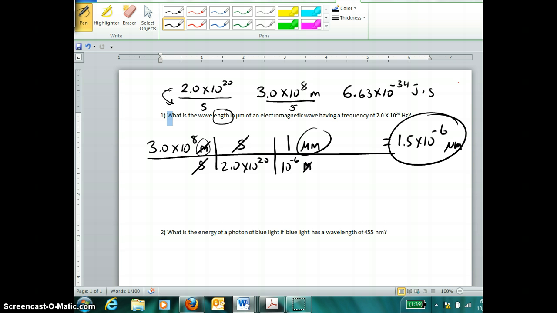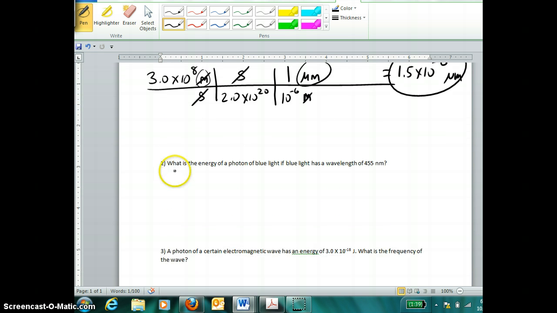Moving right along, again, we have a problem. What is the energy of a photon of blue light if the blue light has a wavelength of 455 nanometers? I write down everything that I know with numbers and units. The labels are redundant because everything would be labeled waves. We've got a wave, we have a wavelength, so we just leave the wave part off for expediency.